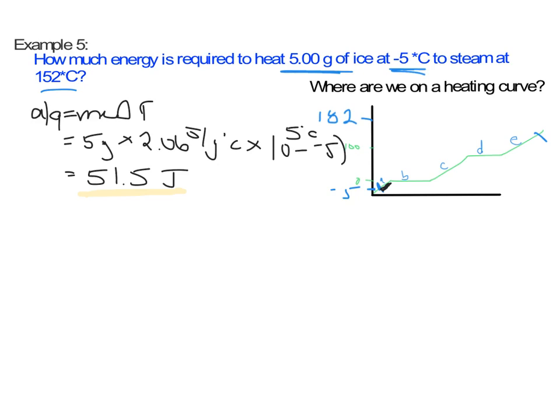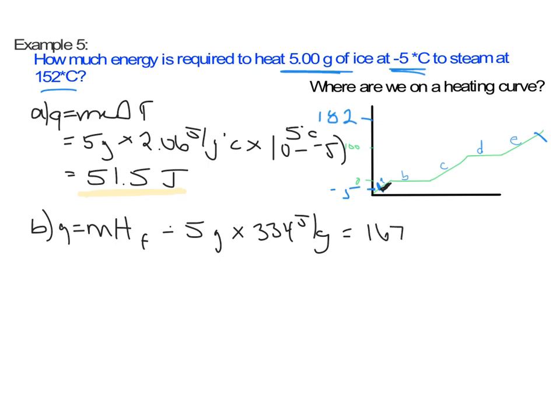We're not done yet though. We need to do equation B. So to equation B, let's see, it's a flat line, and we're between a solid and a liquid, so we're going to have to use Q equals MHF, plug those values in, 5 grams times the HF of water, so we have to look up the heat of fusion of water. You're going to get that it's 334 joules per gram. Multiply that out, so 5 times 334 is going to give you 1,670 joules. So that's how much energy, it's ugly, it takes to melt that ice.